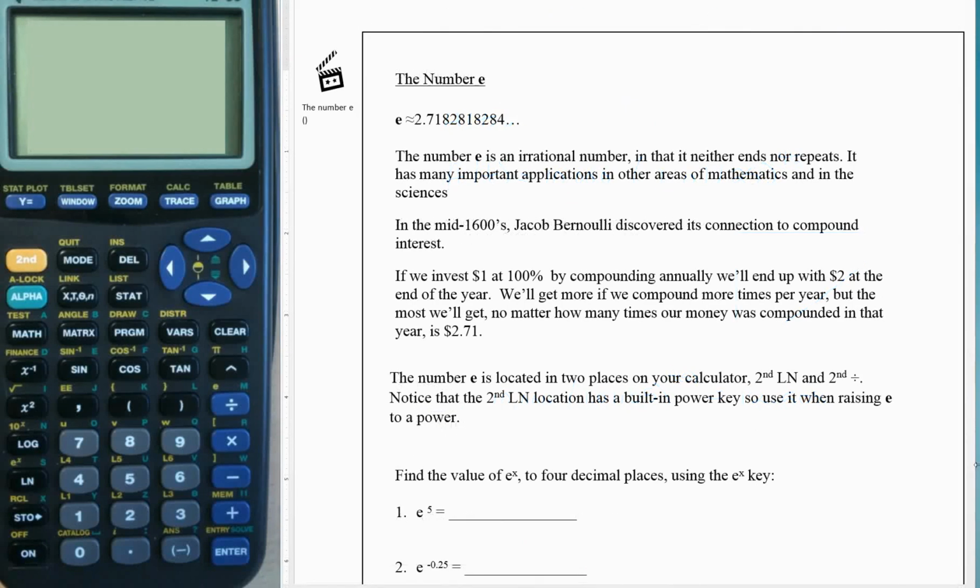Now we're going to talk about a new number that you may have seen before and you may never have seen before, and that's okay. We're going to talk about the number e, okay? I know you're all thinking, e's not a number, it's a letter. Emily's lost her mind.